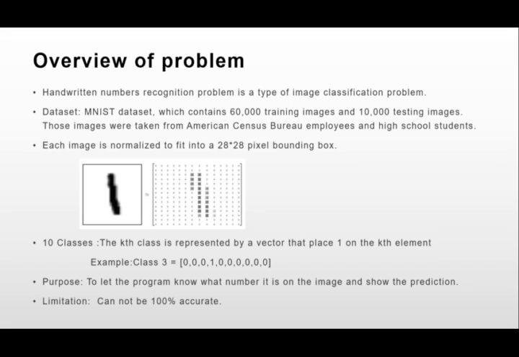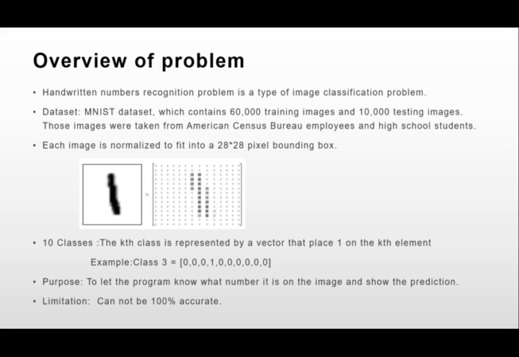Basically, we have 10 classes as well as 10 labels, from 0 to 9. The kth class is represented by a vector that places value 1 on the kth element. For example, as for class 3, only the third element is 1, others are all 0.